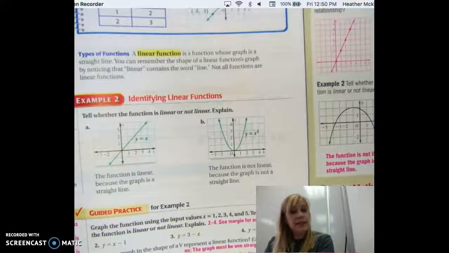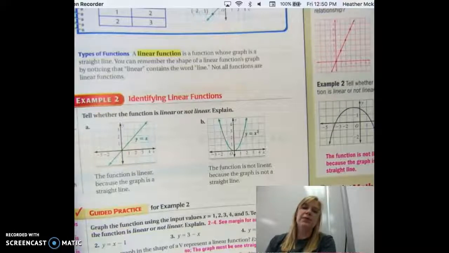This is an extension of yesterday's lesson. I don't anticipate huge problems, but just be accurate in your graphing. You will be asked to do that on both the test and the quiz.